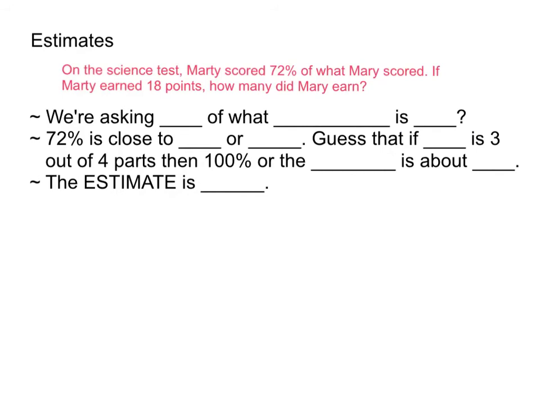Let's look at a second problem. On this one, it says, on the science test, Marty scored 72% of what Mary scored. If Marty earned 18 points, how many did Mary earn? So we're asking 72% of what number is 18? Well, 72% is close to 75%, or 3/4.